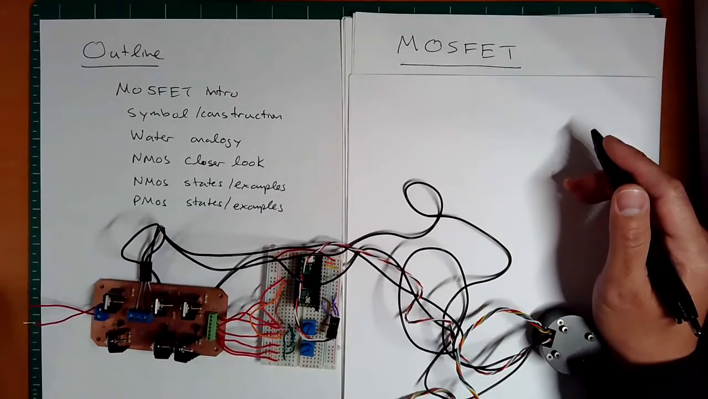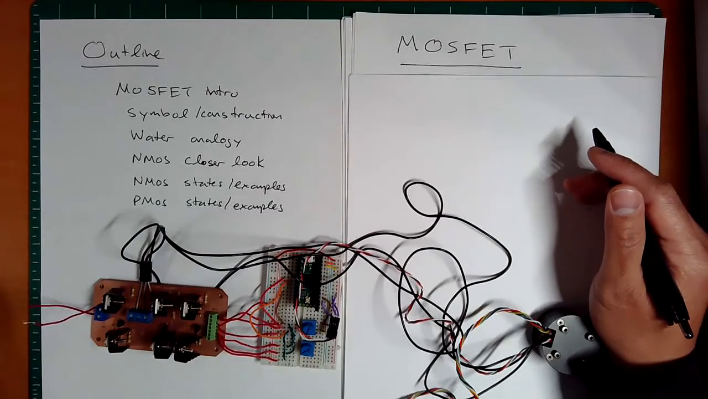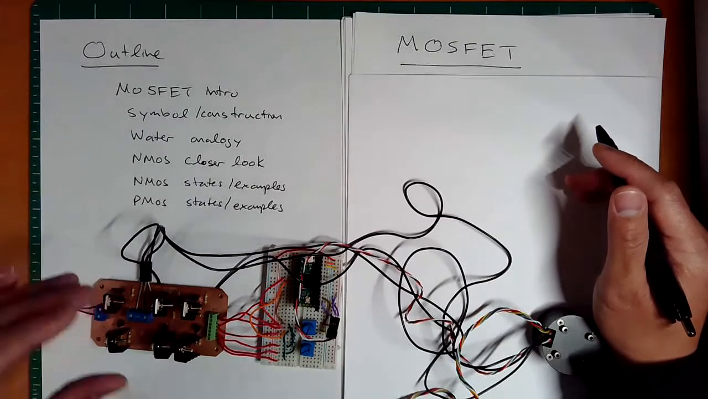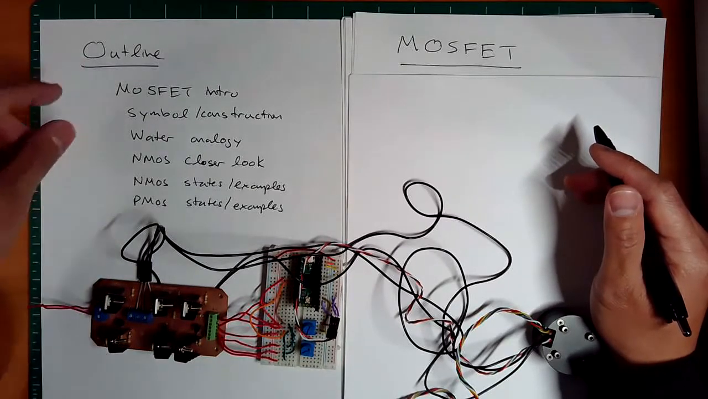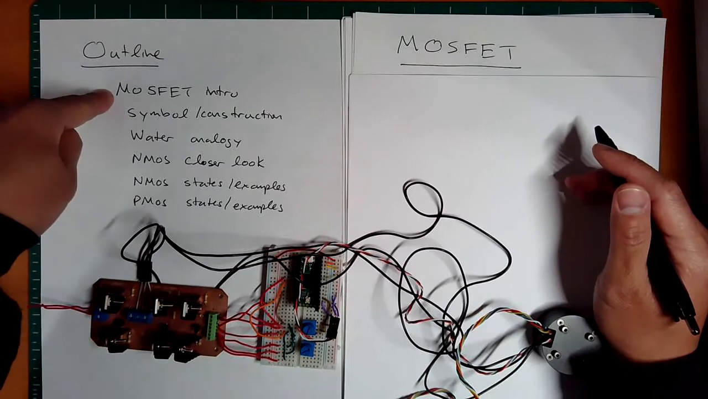Hi, this is ET370 Lecture 7. This is the first part of a two-part lecture. We're going to talk about MOSFETs. So in this first part, we'll introduce MOSFETs.